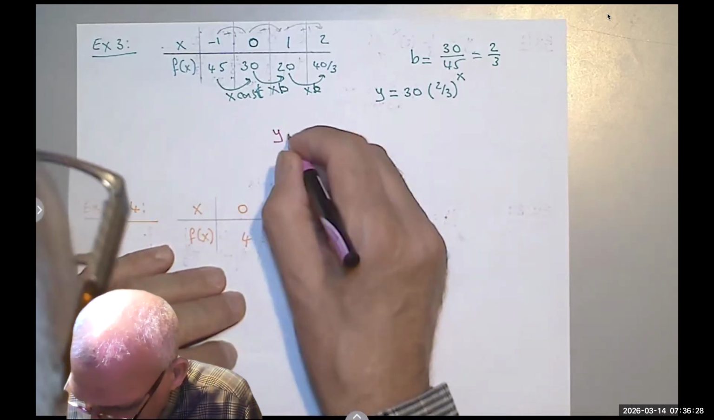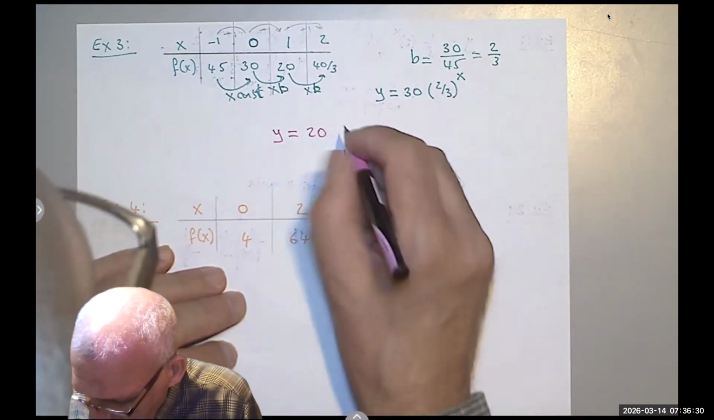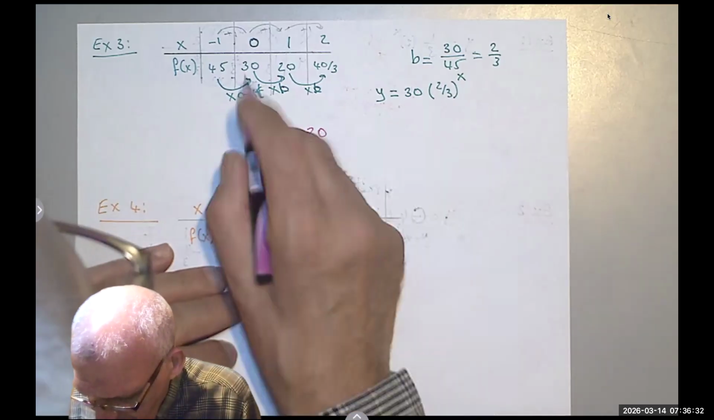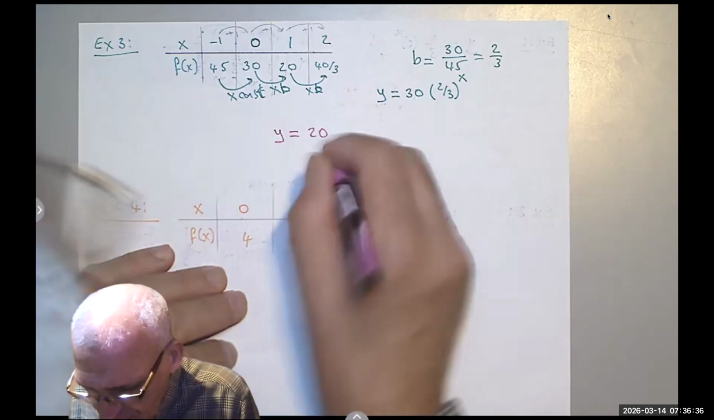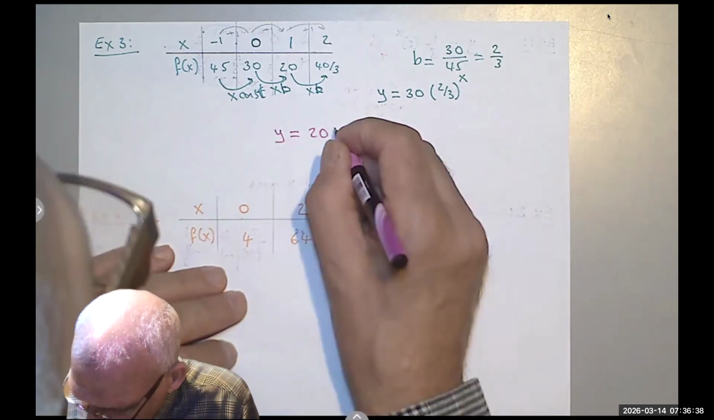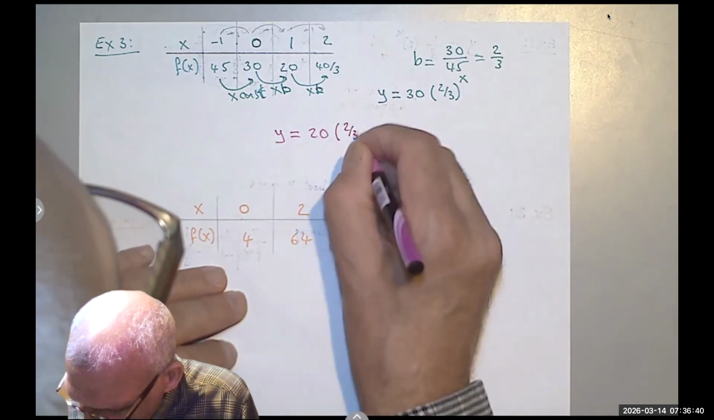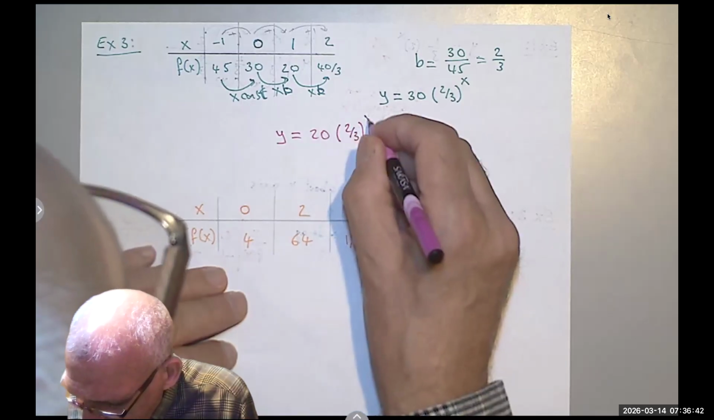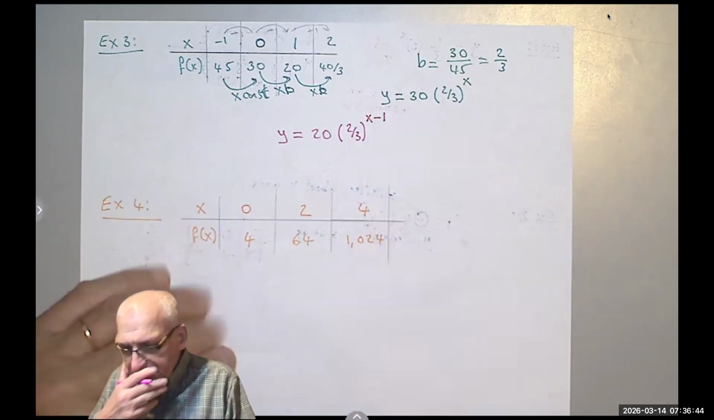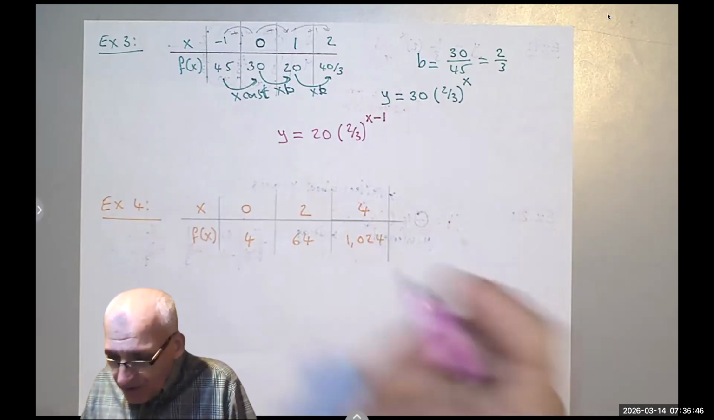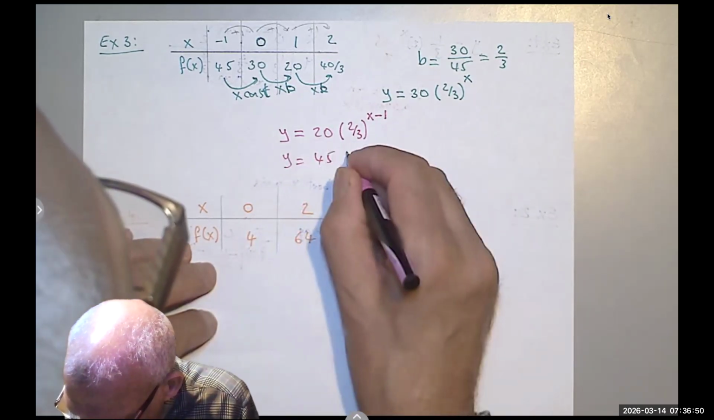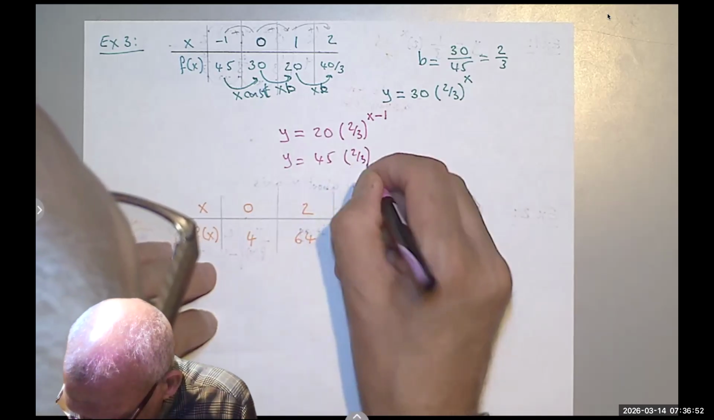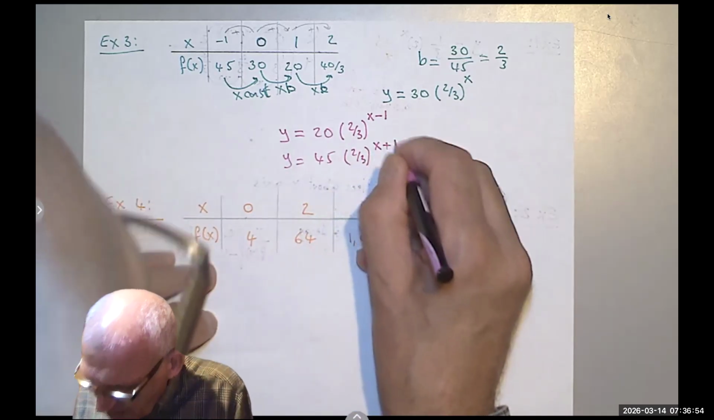I can say y equals 20. 20? No, 30 is with the 0. Yeah, I know. But I'm going to use 20. 20 times 2/3 to the power of x minus 1. Or I can say y equals 45 times 2/3 to the x plus 1.